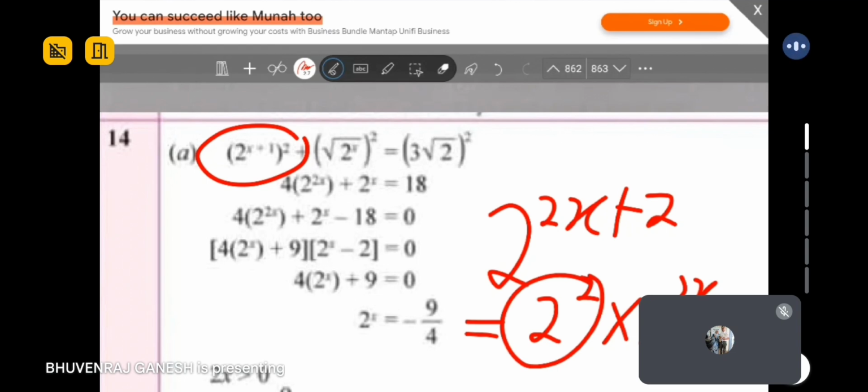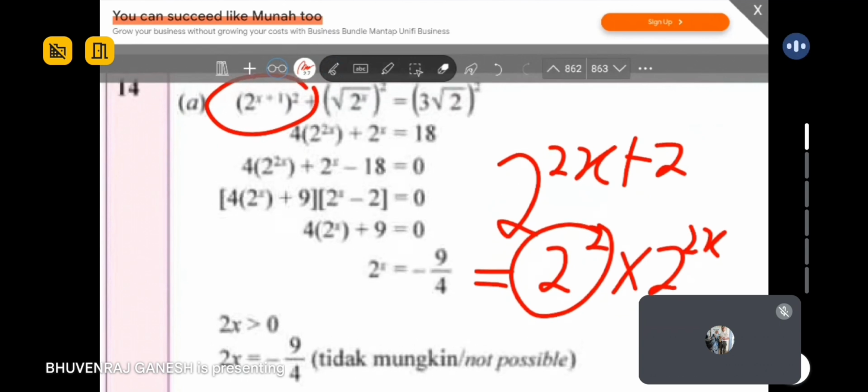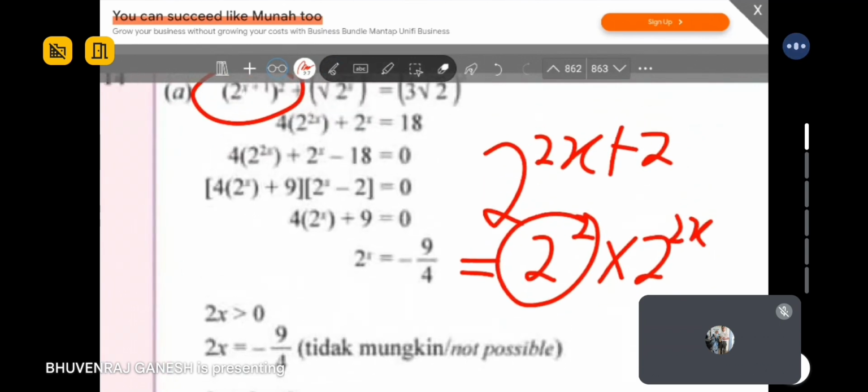Can? No problem. But over here, they do like this. You can use that method also, no problem. If you're comfortable with following the answer scheme like this, also can. You just keep 2 power x only, and then you solve the equation. So you will get 2 brackets.